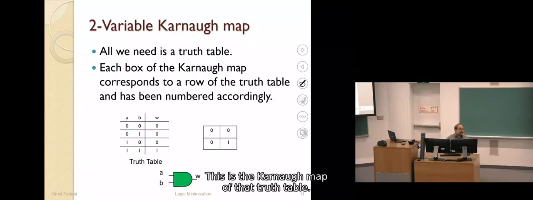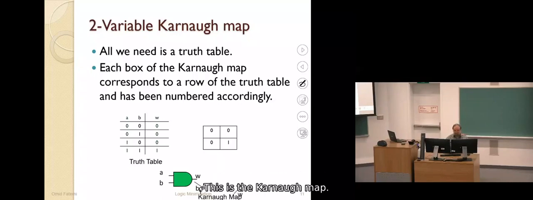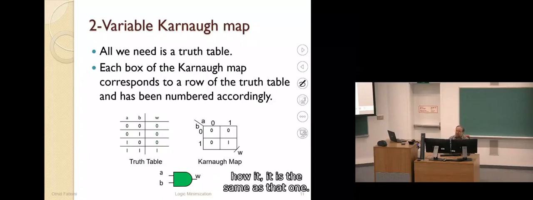This is the Carnot map of that truth table. You see how it is the same as that one? Look at this very carefully. For the columns, I am using A. One column is A naught when A is 0, and one column is A when A is 1. And for the rows, we have B. One row is B naught, and the other one is B1, which is B.